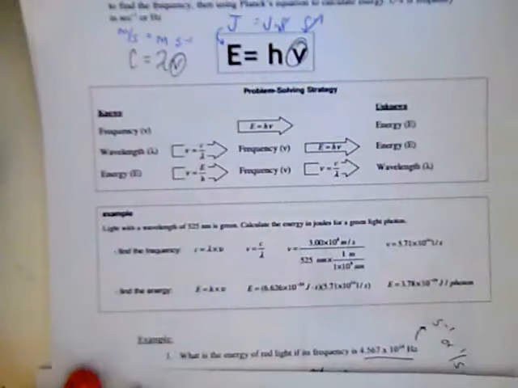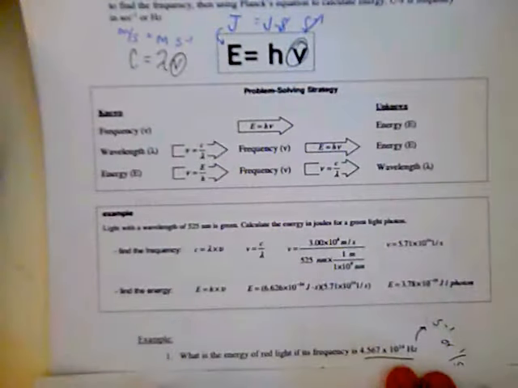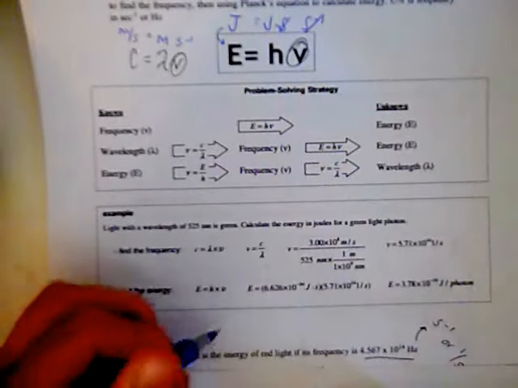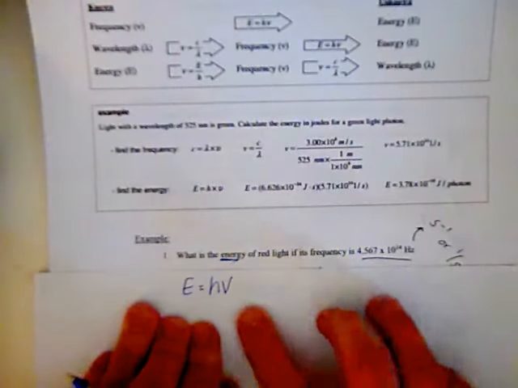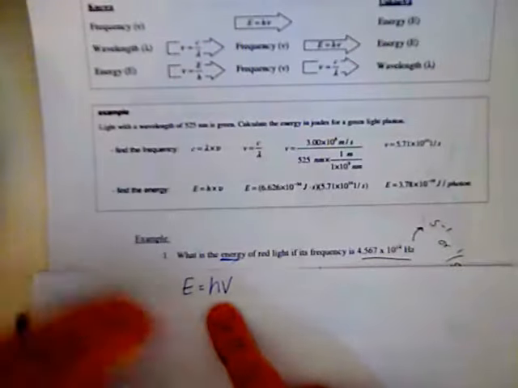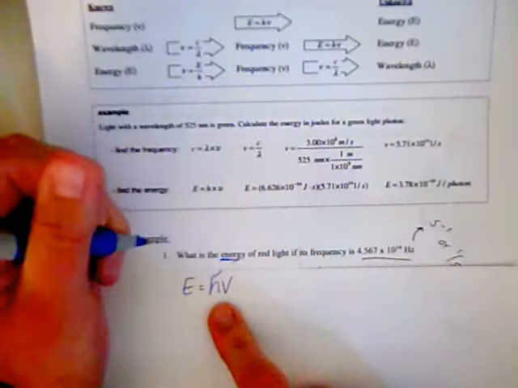So, let's do a practice problem. It says, what is the energy of red light if its frequency is 4.56 times 10 to the 14th hertz, or seconds to the negative 1st? So it's asking for the energy, and energy is that E equals h nu equation. In order to use this equation, we already know Planck's constant. We just need to know our frequency.